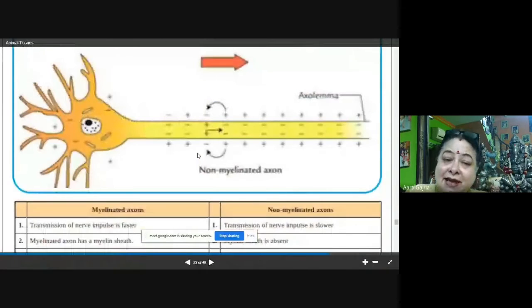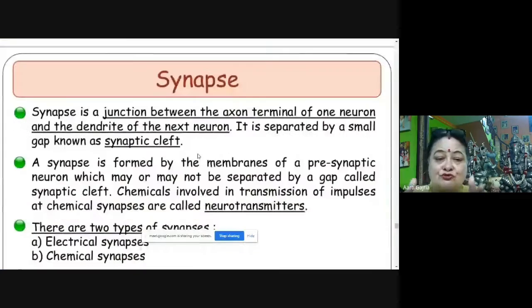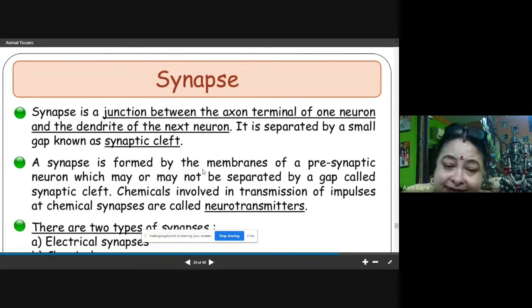Then synapse, as I told you, the synapse is the gap between two neurons. So it is a junction between the axon terminal of one neuron and the dendrite of the next neuron. So axon of one and dendrite of two. And it is separated by a small gap. And this gap is called the synapse. So synapse is the place where the neurotransmitters are secreted.